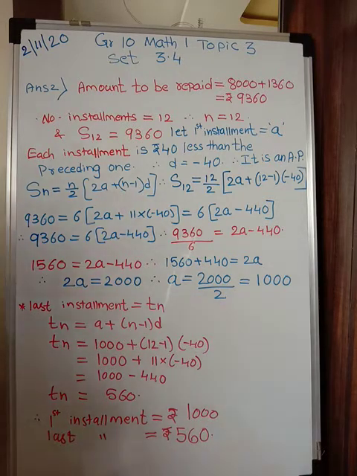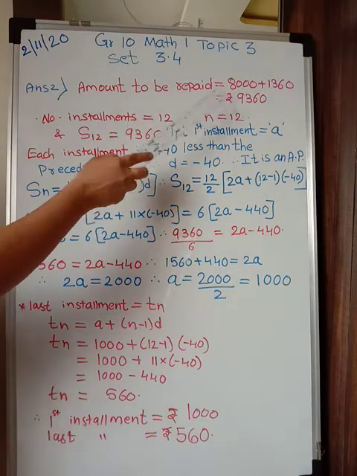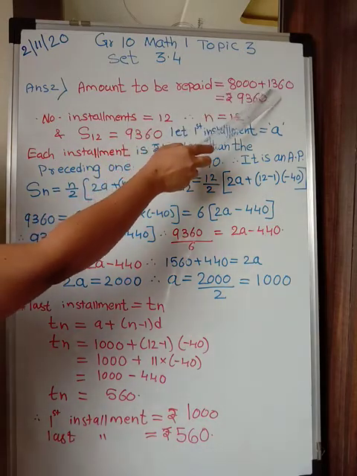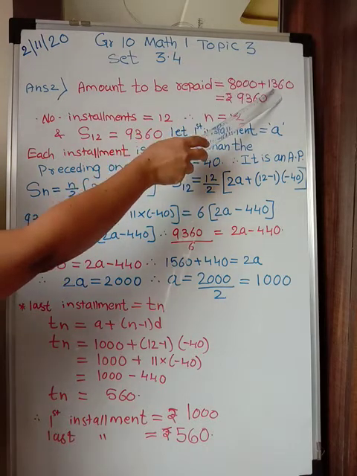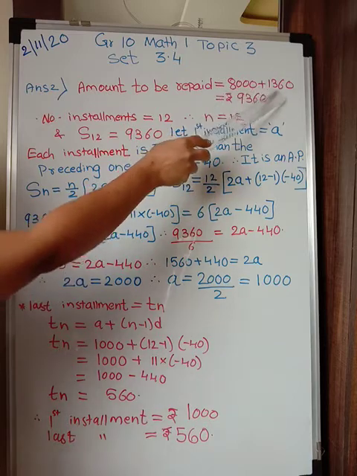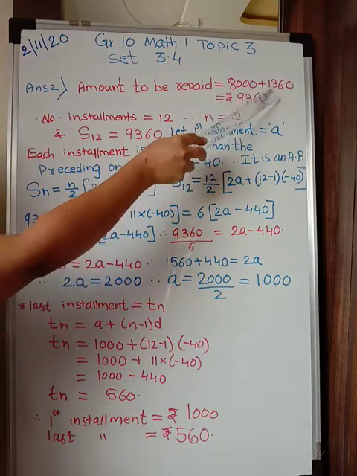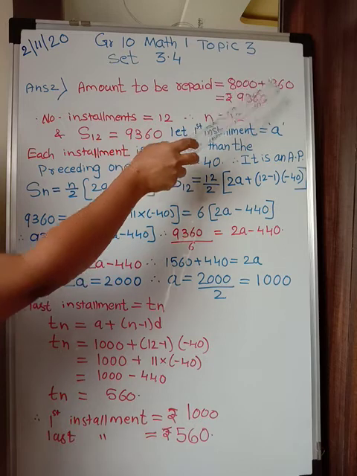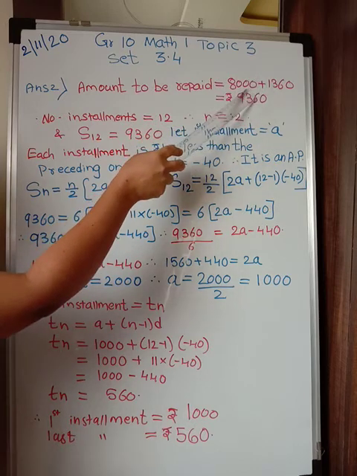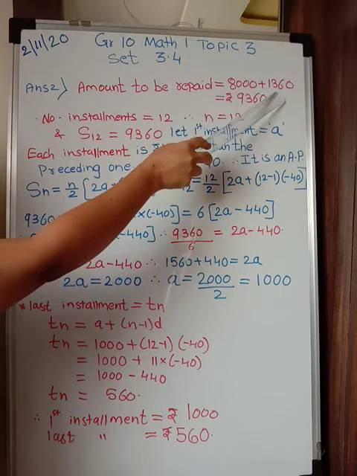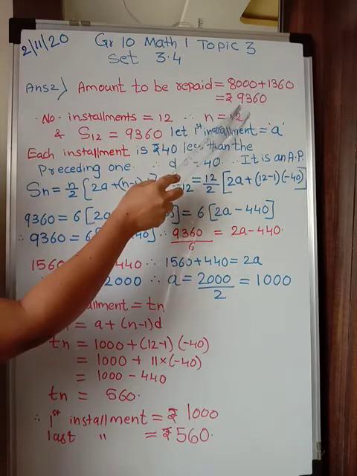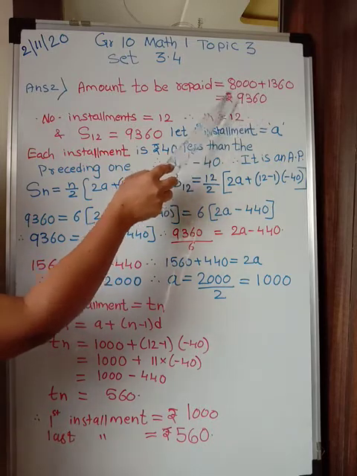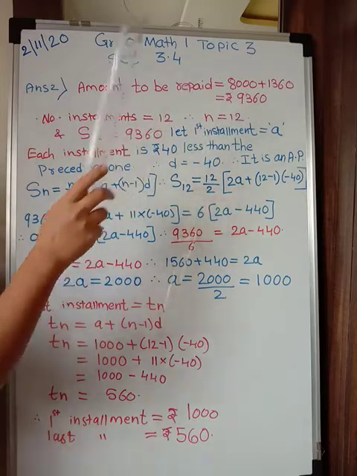That means he is going to repay 8,000 plus 1,360. So this is the amount which he has borrowed and this is the interest which he has to pay. So at the end, this is the total amount, addition of these two, that is amount plus interest. This can be acting as a principal and this is the interest. So both together forms 9,360. So this is the total amount which he has to repay.